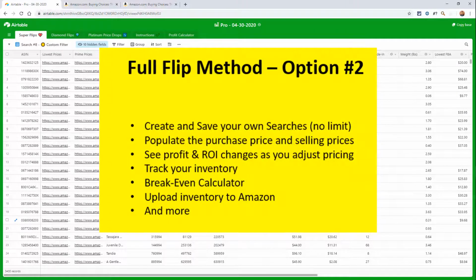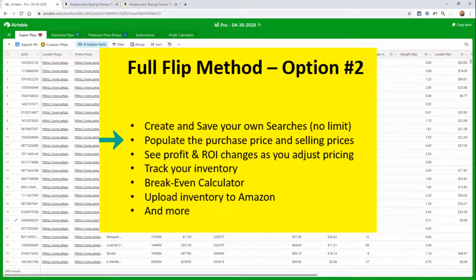All right, and these are some of the things you can expect to see in our future video for option number 2, the full flip method. The first one I've already mentioned. You're going to be able to create and save your own searches. There'll be no limit, and the great part is you really just need to set that up once, and then you'll just click on your search and you'll be able to find all the books in one view, in the order in which you want to see them and filtered the way you like.